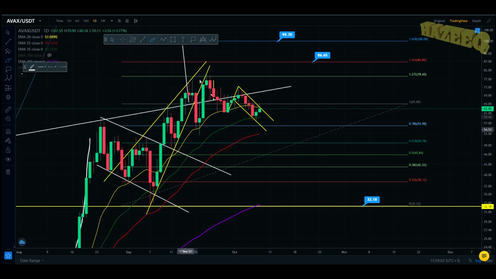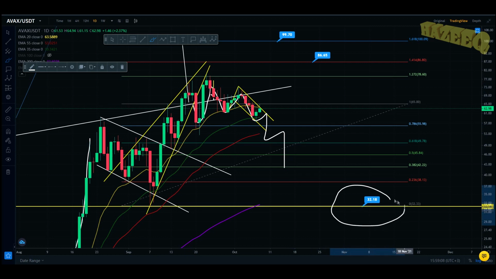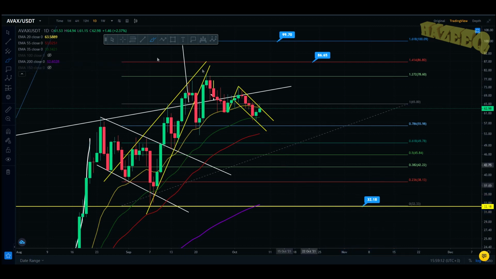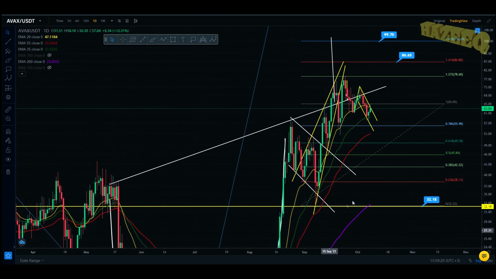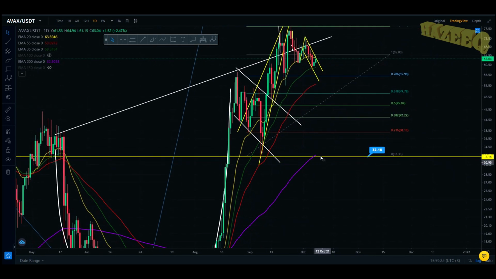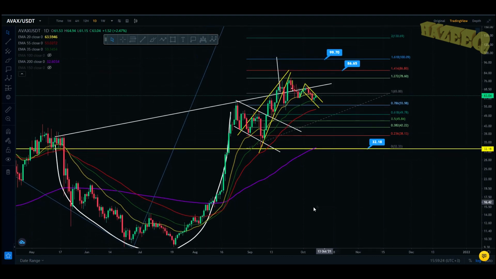When a rising wedge occurs, you lose it as support, you break out of it, pretty much 80% of the time you're coming back down to the target. So we'll see. Maybe a Bitcoin flash crash will assist this situation, and we get that huge wick to $32. And that's exactly where the 200 EMA is on the daily chart.